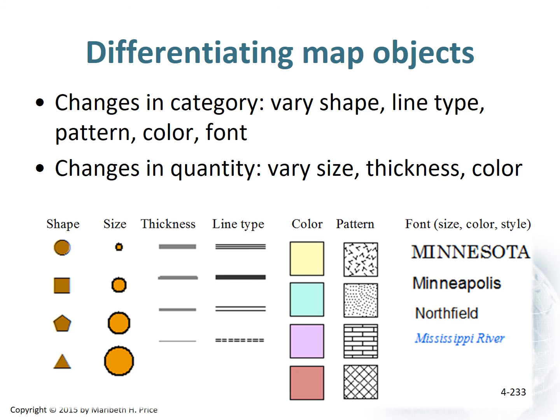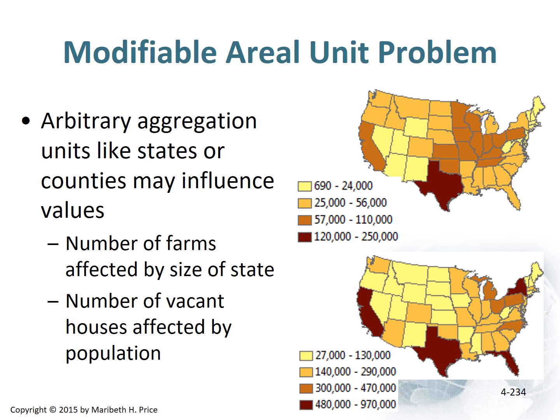Differentiating things on maps. If I were to ask you, how can you make data appear differently on maps, you should tell me you can do it by changing shapes, by changing sizes, by changing thicknesses, by changing line types, by changing colors, by changing patterns, by changing font, by changing the font color, the font style, etc. Need to know what the modifiable area unit is. If you can tell me that it is caused by the arbitrary aggregation units like states or counties and how that influences values, we'll be pretty good.